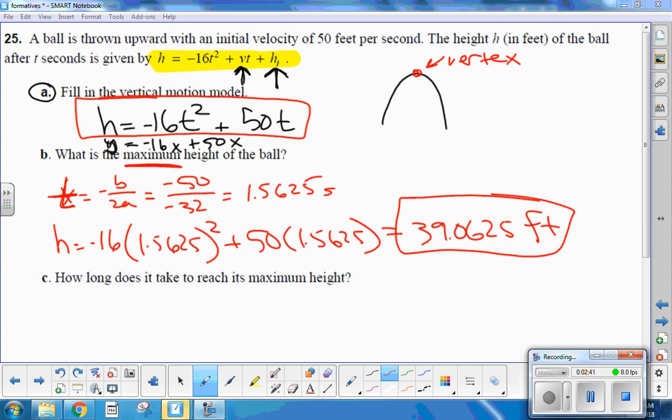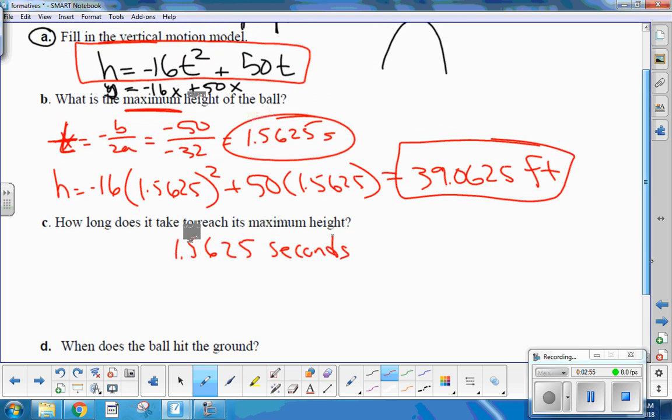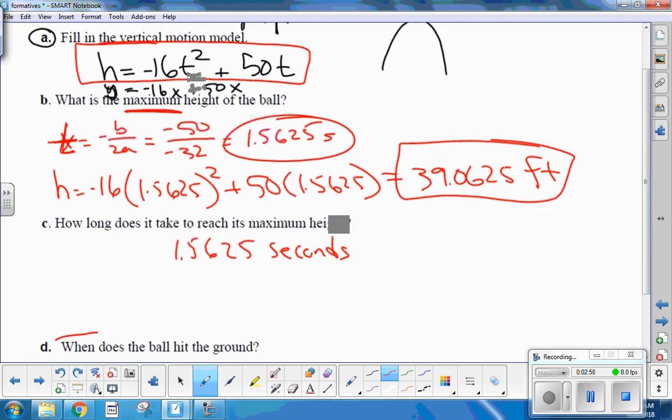Okay, the question C, how long does it take? Well, we actually answered that right here. It took 1.5625 seconds to reach that height. And then D says, when does the ball hit the ground? Well, what are they telling me? When they're asking me for T hits the ground, they gave me an H. Specifically, they gave me an H value of 0. Right? When it hits the ground, the height is 0.